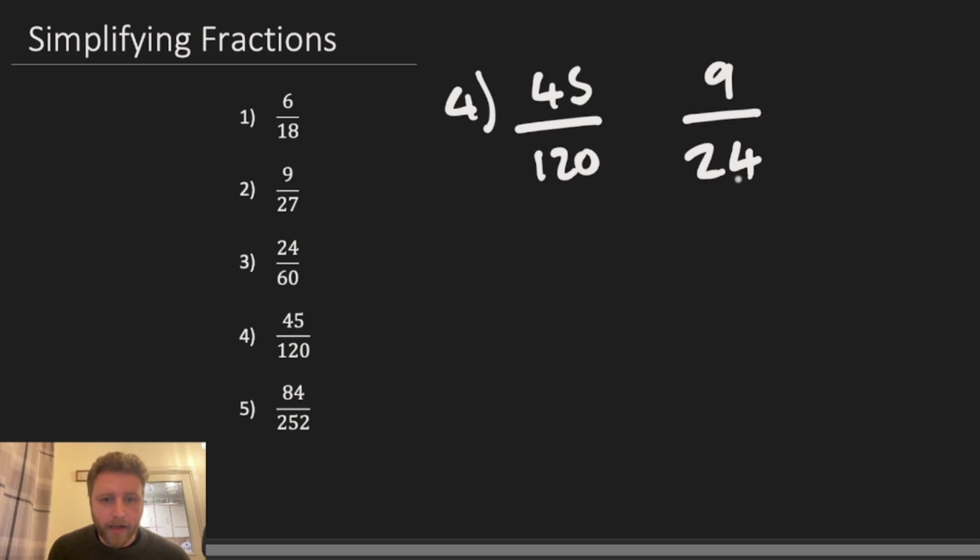I can see that 9 and 24 both divide by 3. So 9 divided by 3 gives us 3, and 24 divided by 3 gives us 8. And it won't go any further than this. So I can see that this is our answer for this one. So let's move on to the final question.